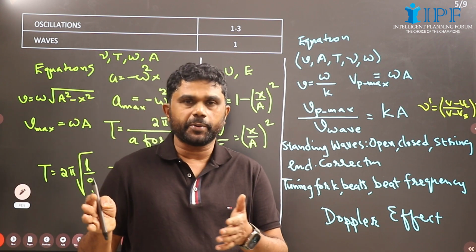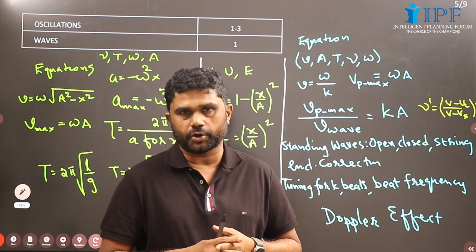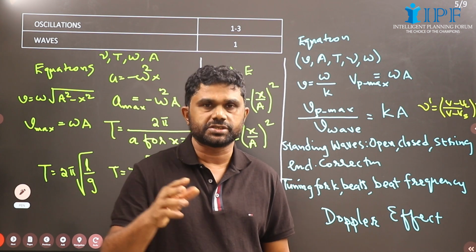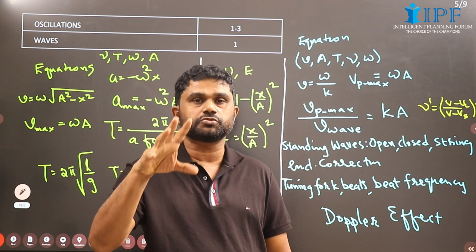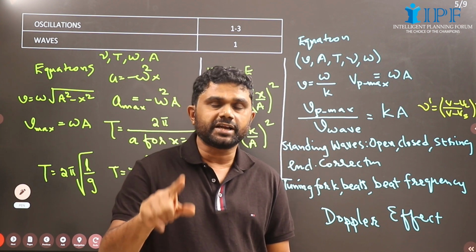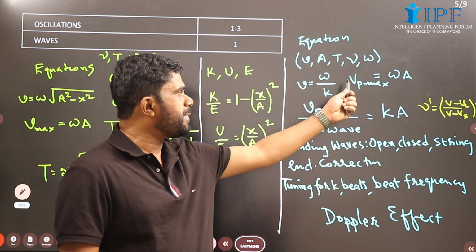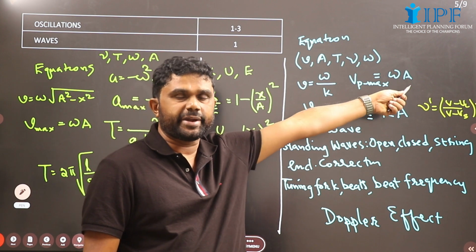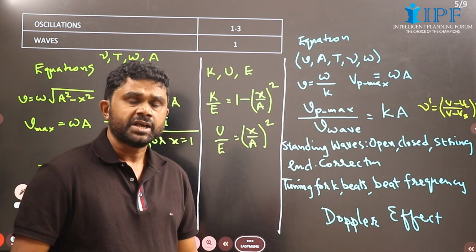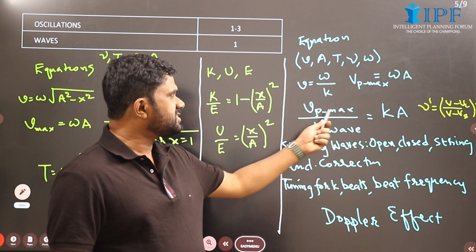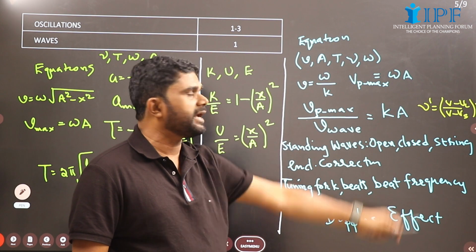When a wave is propagating through a medium, particles of the medium will be executing simple harmonic motion. So there are two motions. One is wave motion and the other one is particle motion associated with the wave. That particle velocity is not constant. Its maximum value, the maximum particle velocity, is omega a. And wave velocity is constant, it is omega by k. The ratio of maximum particle velocity to wave velocity is very important, and it is equal to ka.